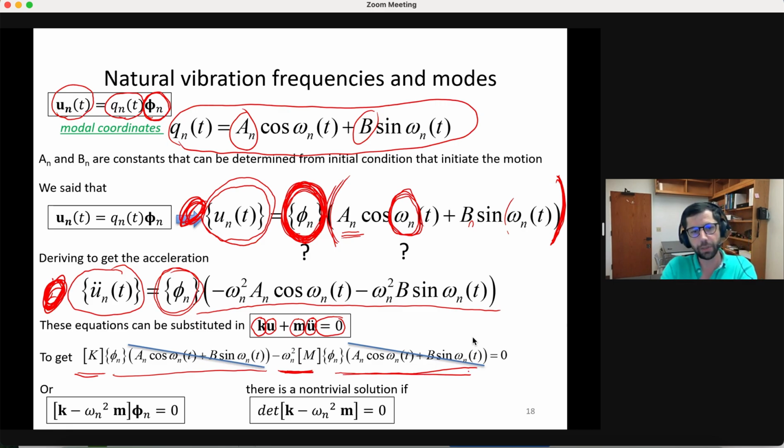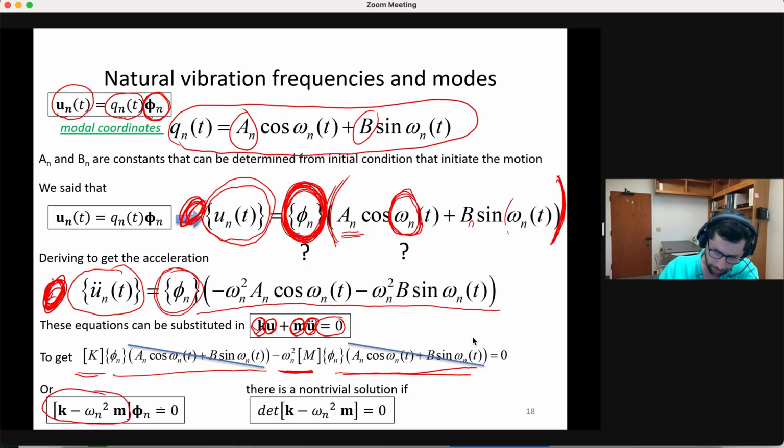This is the same procedure that we have followed for the single degree of freedom system. The only difference now is that this k is now a matrix, u is now a vector, m is now a matrix, u double dot is now a vector. The procedure is the same that we followed for the single degree of freedom system. And therefore, this equation can be rewritten in the following way. Can be rewritten as the stiffness matrix minus omega n squared times the mass matrix, which multiplies the mode shape vectors, is equal to 0.